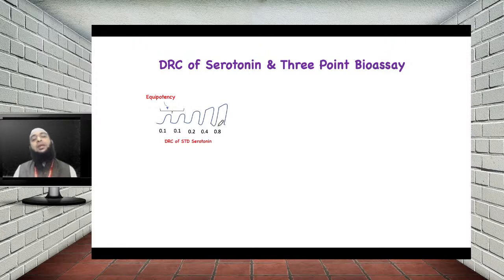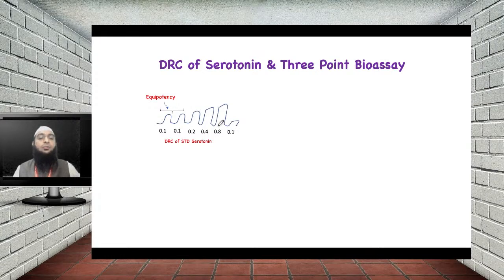Now we have to repeat the DRC for the test serotonin, because our principles say that in this experiment you are going to compare the potency of the standard with the potency of the test. So to compare that, you have to repeat the DRC. After the DRC of the standard is over, you are going to start with the DRC of the test.